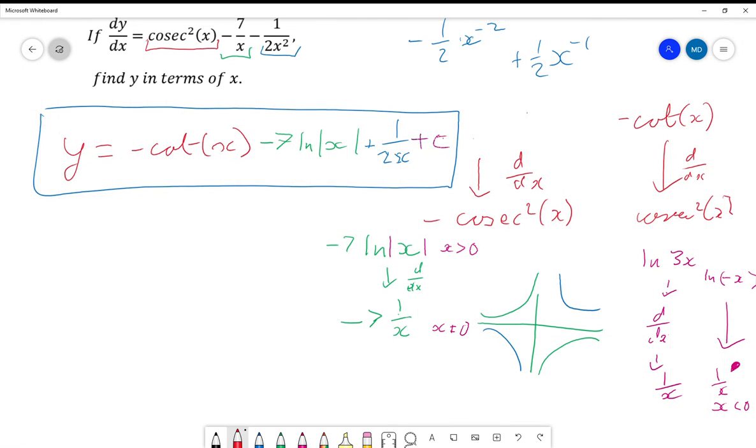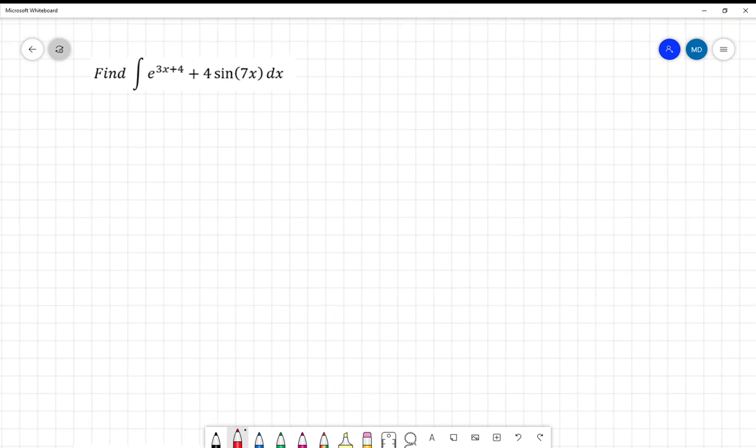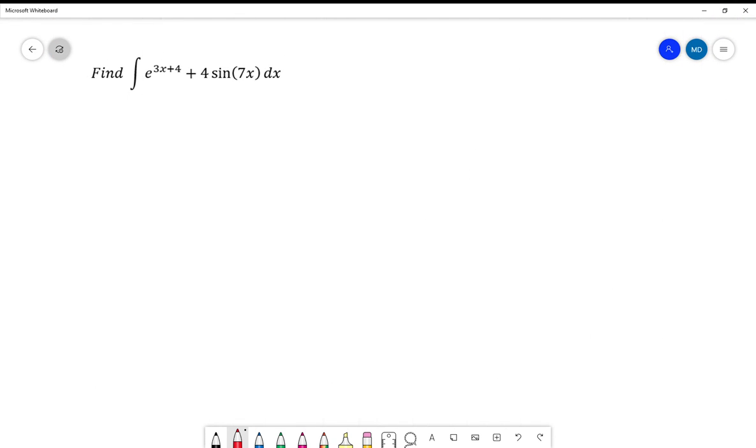Okay, next part. Find the integral of e to the 3x plus 4, sine of 7x.